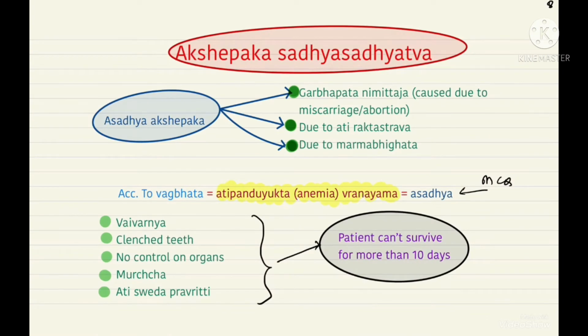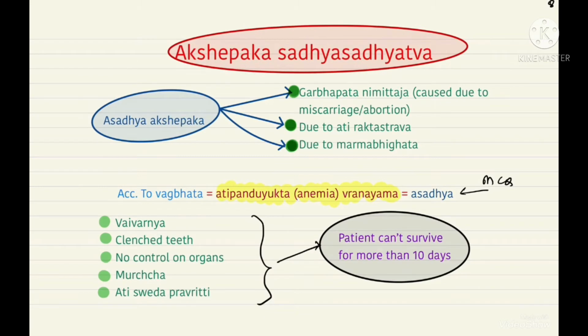Alright, so now let's talk about Akshepaka Sadhya Sadhyatva. That means which kind of Akshepaka can be treated or cured and which cannot be. So the Sadhya Akshepaka is which one? The one which is caused due to miscarriage or abortion, which we call as Garbhapat Nimittaj.